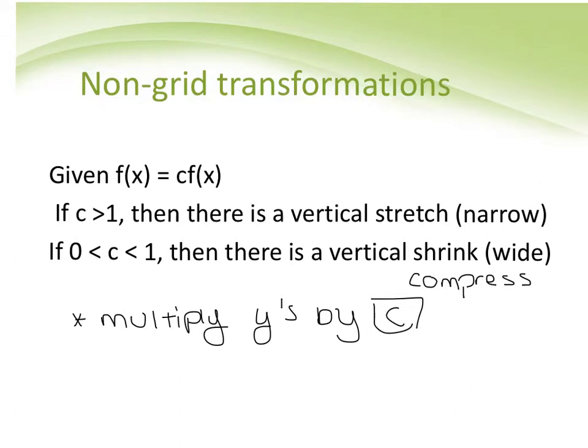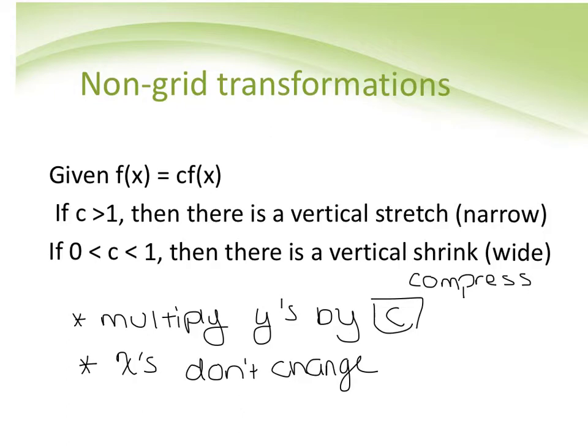If C is greater than 1, then it's a vertical stretch. It's going to pull all your y's away from the x-axis. If it's a fraction between 0 and 1, then it's going to vertically compress. It's going to squish it down. And let me show you some examples. Also note that the x's will not change, so don't change them, unless you're going to move horizontally, but we're strictly talking about non-grid transformations.